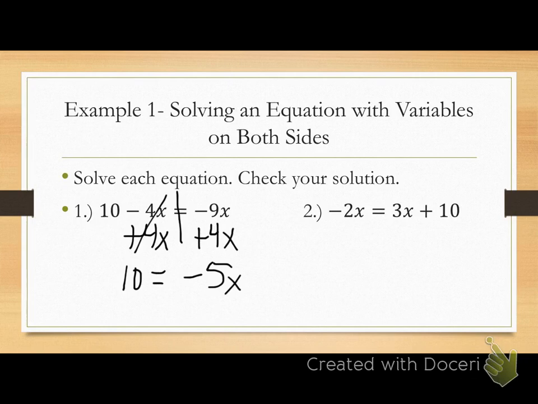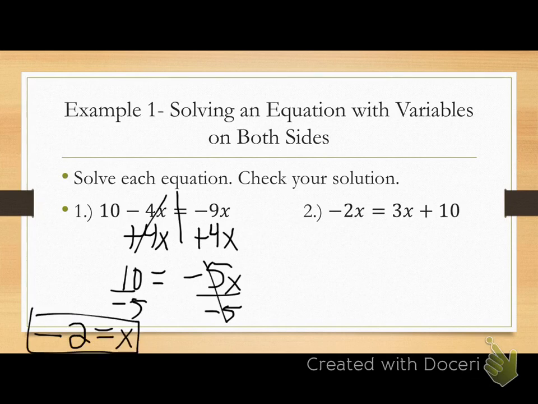Now, from here, I can start trying to get x by itself. Raise your hand if you can give me the step to get x by itself. You divide by -5. Very good. Divide by negative 5 on both sides. 10 divided by negative 5 gives me negative 2. So there's my solution. X equals negative 2.